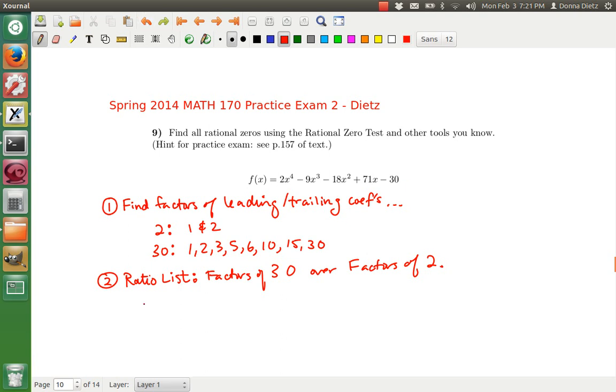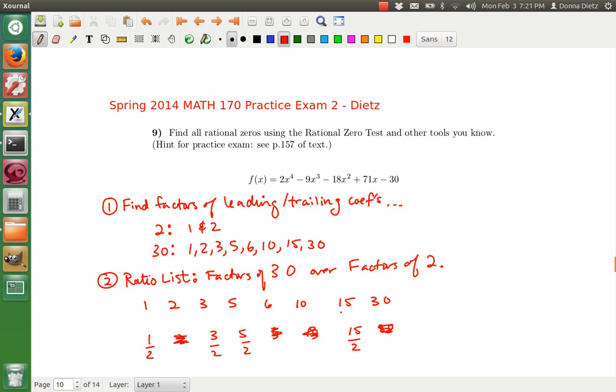So factors of 30, let's just look at this for a second. There's all my factors of 30, and they're all over 1. And I'm going to write them again and put them over 2. But wait a minute, 1 over 2 I need, but 2 over 2 I don't need because it's already there. 3 over 2, 5 over 2, 6 over 2 I don't need, it's already in the list. 10 over 2 is in the list. 15 over 2 I need, but 30 over 2 I don't need because it's already in the list. So we only add 4 more to the list.